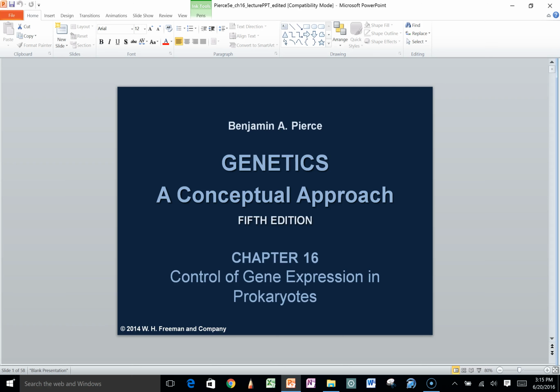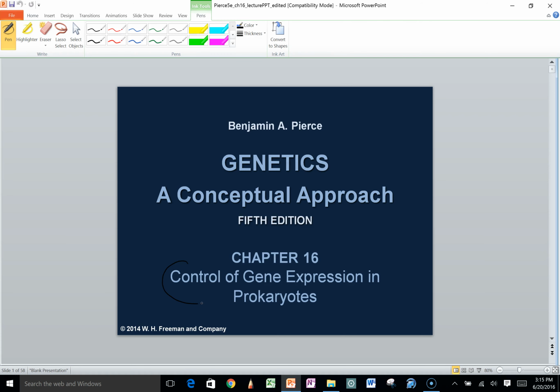So now it's time to start talking about gene expression in some detail. We've talked about transcription and translation, so we know what gene expression is, but we really want to talk about the control of gene expression. That's probably one of the most important things about genetics. I know I say that a lot, but how genes are regulated, how they're turned on and how they're turned off. So the control of gene expression.